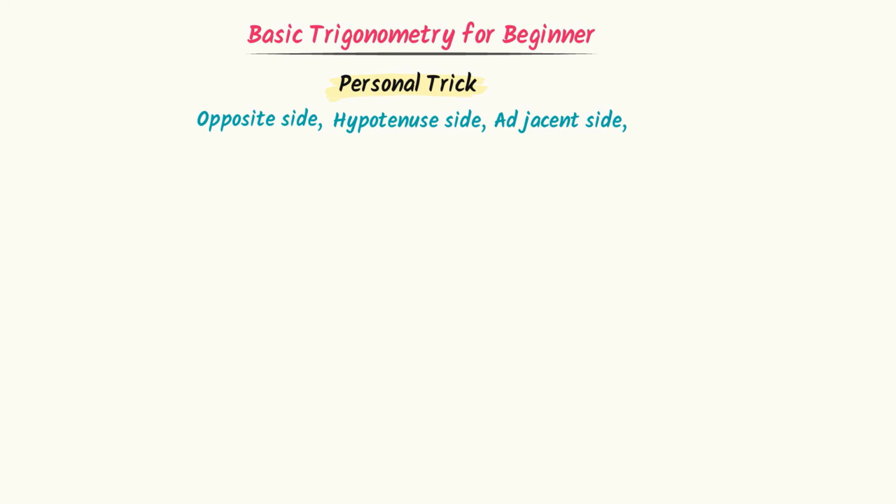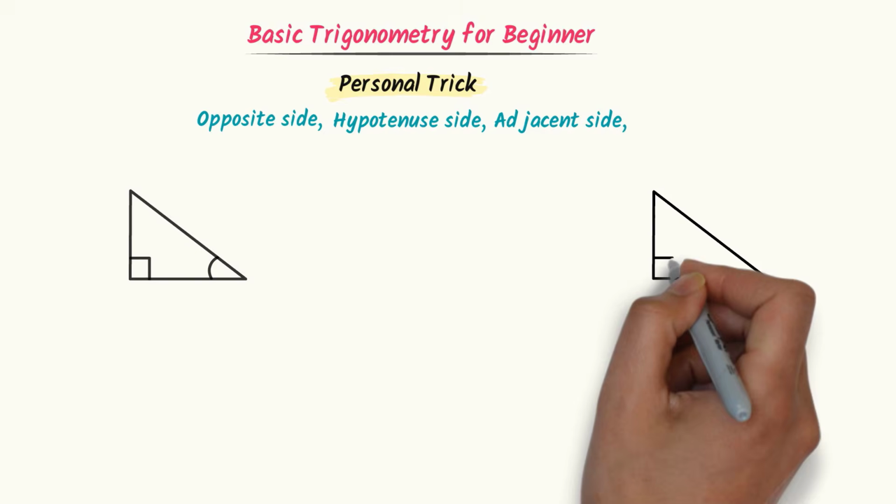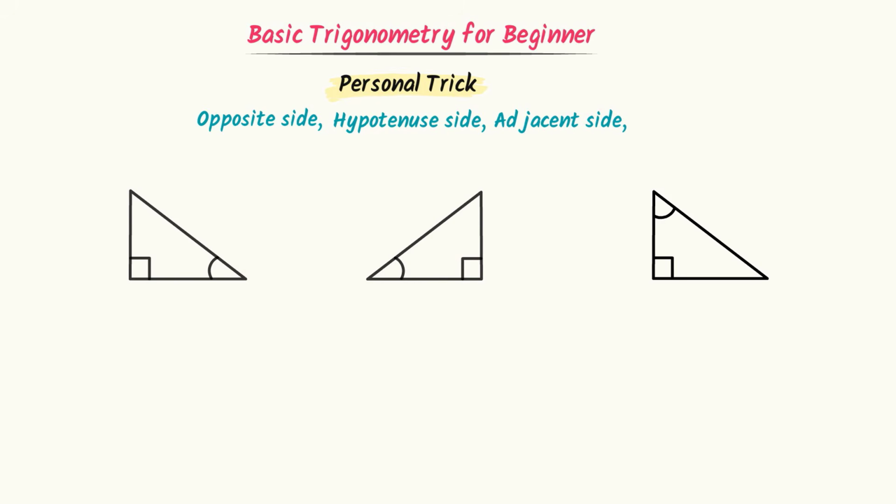Basic trigonometry for beginners. First of all, I will teach you my personal trick to instantly spot the opposite side, hypotenuse side and adjacent side. For example, consider these right-angled triangles. We all know that the hypotenuse is the side opposite the 90-degree angle. But for the adjacent side, I teach this trick. I say it is the two-angle side.